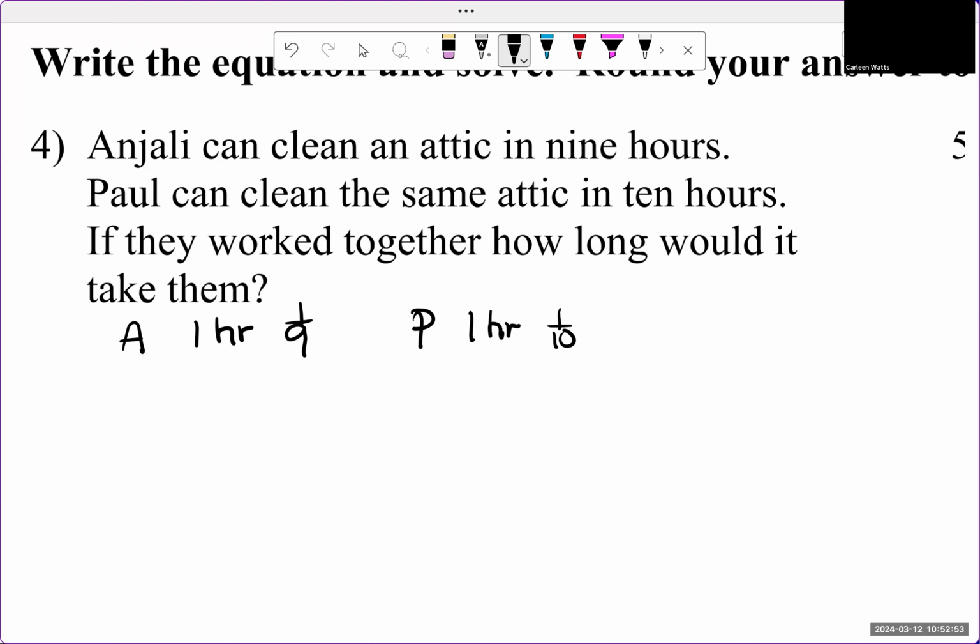Yes. Now, in the notes, I believe there are 2 different methods. I'm going to do the first one. There are 2 different methods. I do one of them, but the other video was so good I wanted you to see both methods. So this is what we're going to do. We're going to have Anjali's fraction plus Paul's fraction equal 1 whole job.